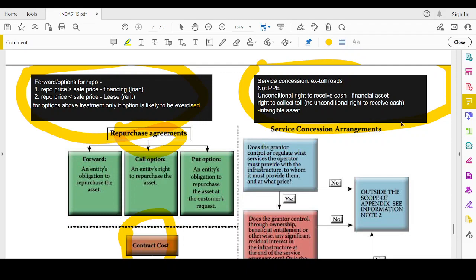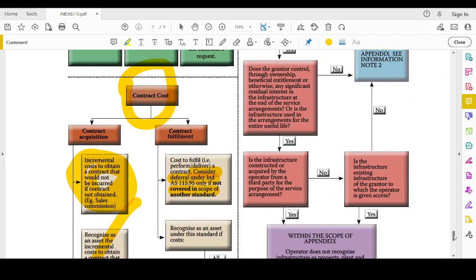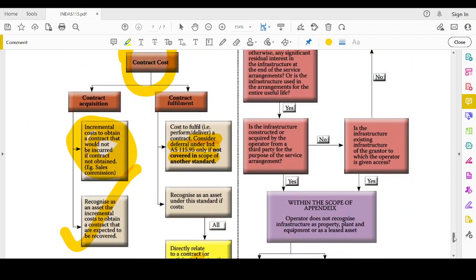Then moving on to contract cost. Contract cost could be two things: one is contract acquisition, one is contract fulfillment. Any cost incurred to acquire the contract, you have to recognize as an asset if it is reasonably probable that it will be recovered. Where you believe you will be able to recover that amount, you will recognize the incurred cost for contract acquisition as an asset.